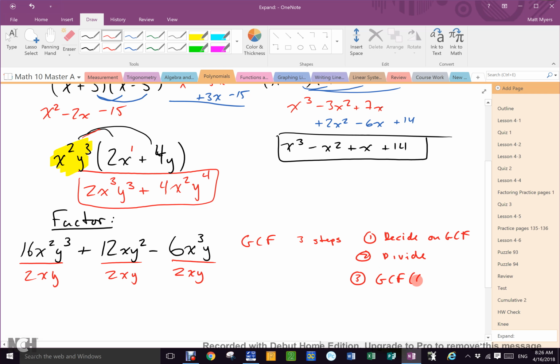GCF, quotient 1, plus or minus quotient 2, and so on. GCF, 2xy. First quotient, 8xy squared, plus 6y minus 3x squared.